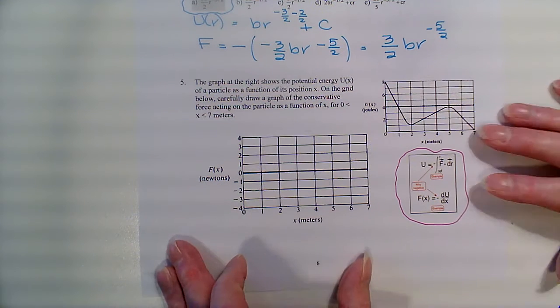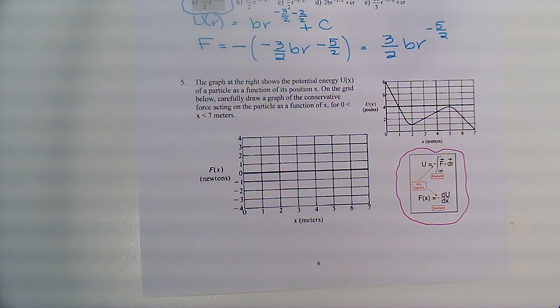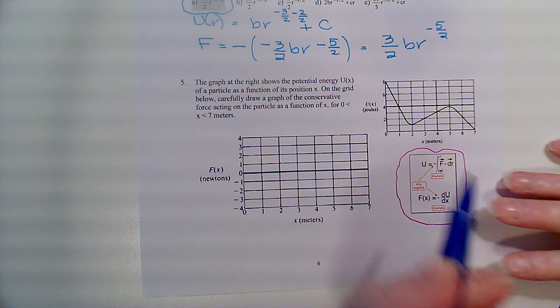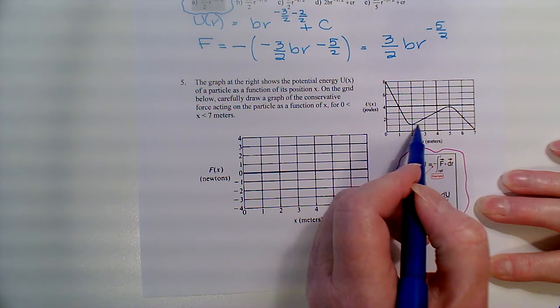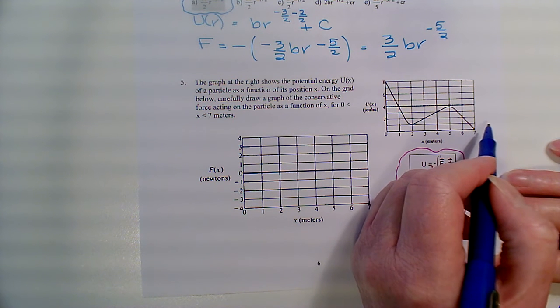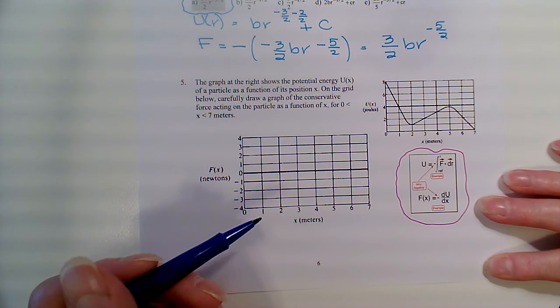All right, let's jump down to number 5. Number 5 is not hard. Honestly, it's an old AP question. And the reason I pulled it out is I could see us getting a question where somebody gives us a potential energy graph and asks you to draw the force graph.